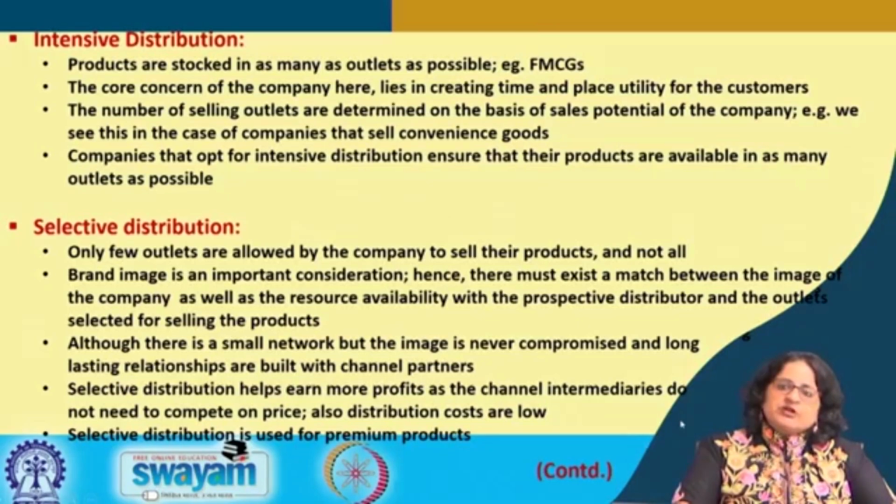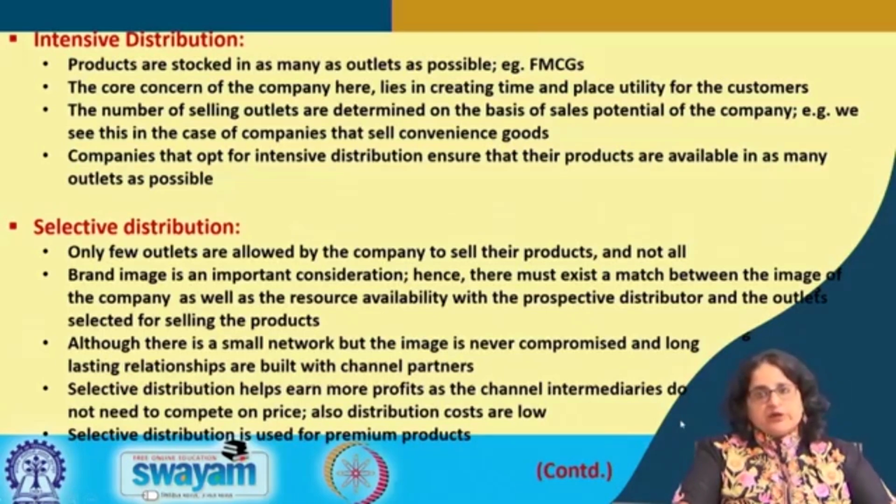In intensive distribution, the products are stocked in as many outlets as possible, and the core concern here of the company lies in creating time and place utility for the customers. We have discussed the time utility and the place utility in yesterday's lecture. A large number of selling outlets are identified, and the products are stocked in as many outlets as possible depending upon the sales potential of the company in that particular territory. So, we find this in the case of companies which sell convenience goods and FMCGs. Companies that opt for intensive distribution ensure that their products are available in as many outlets as possible, and they can provide time and place utility to their customers.